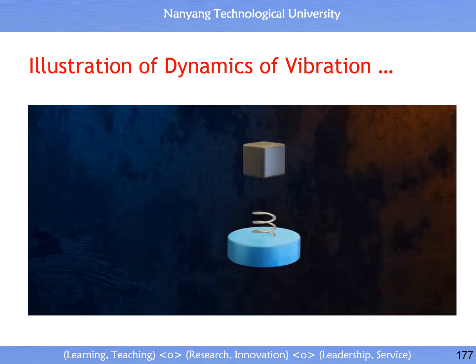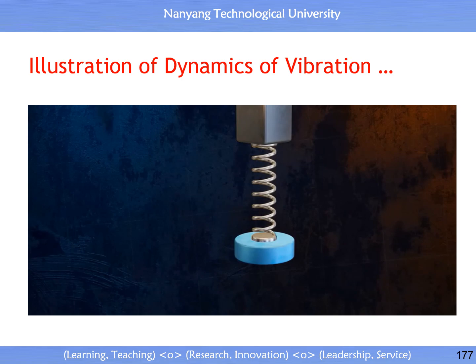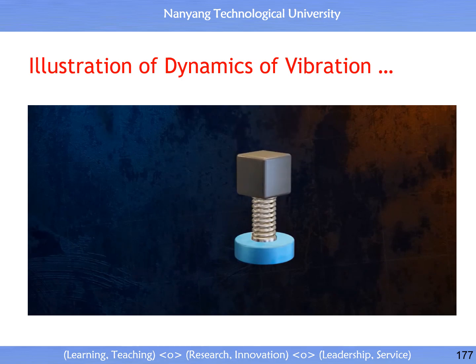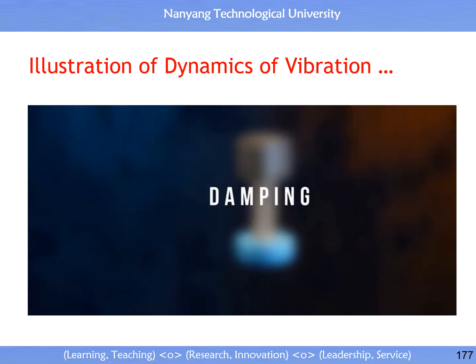Of course, when a mass oscillates freely, it doesn't do so indefinitely. Energy within the system is dissipated as heat over time, so the oscillations progressively decrease in magnitude and eventually stop altogether. This loss of energy is called damping, and it occurs in all real mechanical systems.